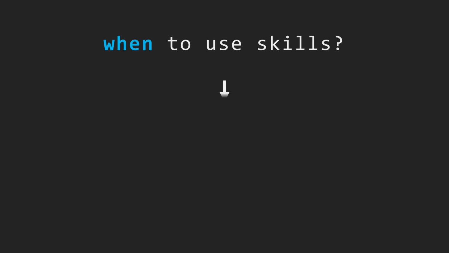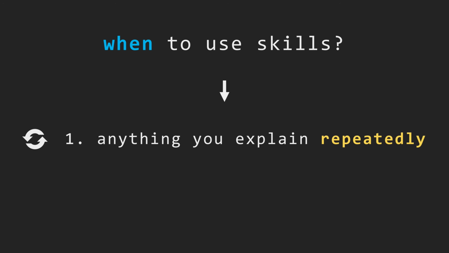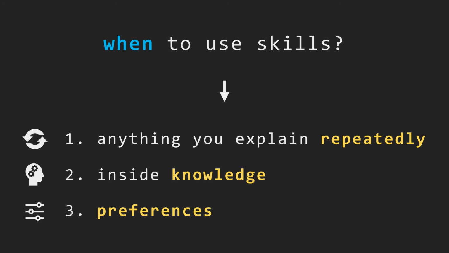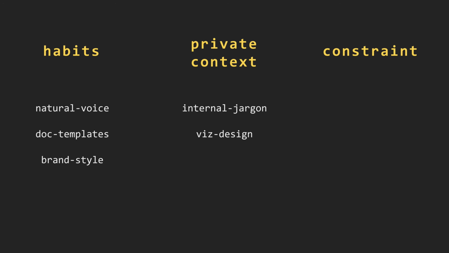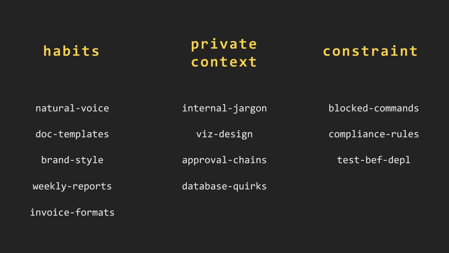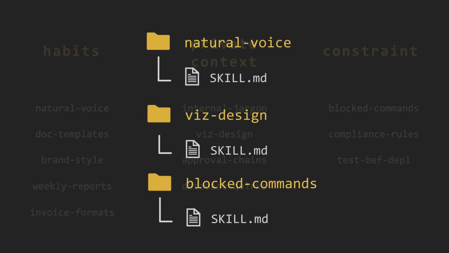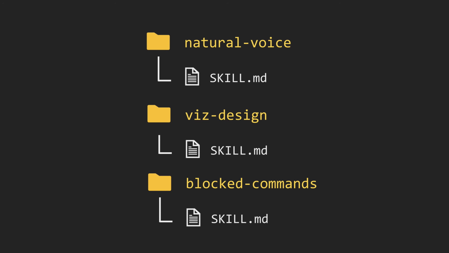And you can create a skill anytime you find yourself explaining the same thing to an AI over and over, or when you need to give it knowledge or preferences it doesn't have. For example, when writing in your natural voice, using internal jargon, following your doc templates or brand style, building visualizations your way, avoiding certain terminal commands, complying with internal rules, and much more. Skills are for all of that. And remember that each skill has its own folder.